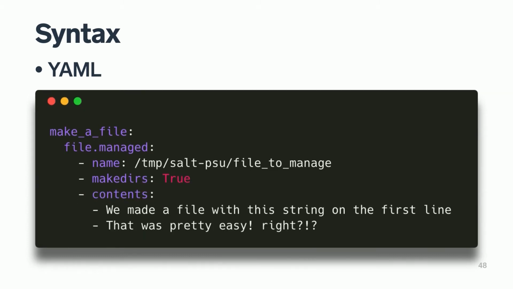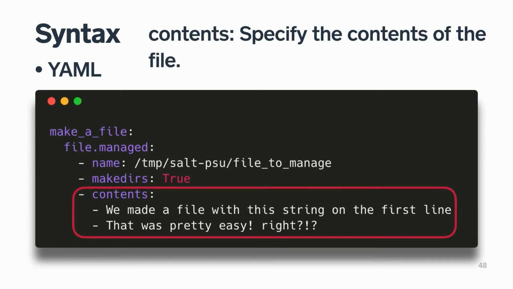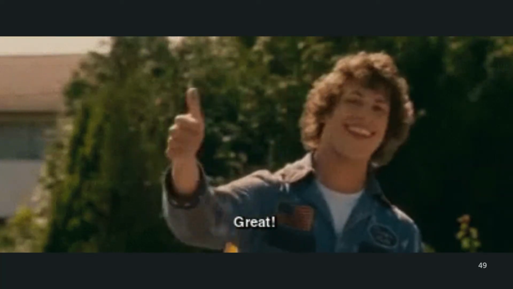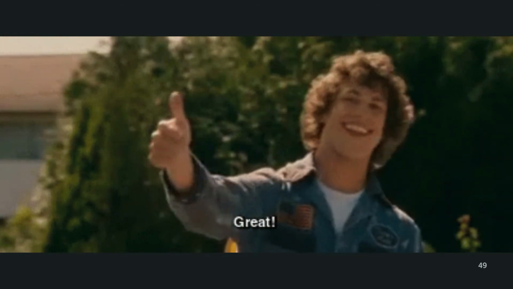So for the contents, each item in the list is a line of the file. The first one we'll do, we made a file with this string on the first line. Yay, that was pretty easy, right? On the second line. Yay, super easy.